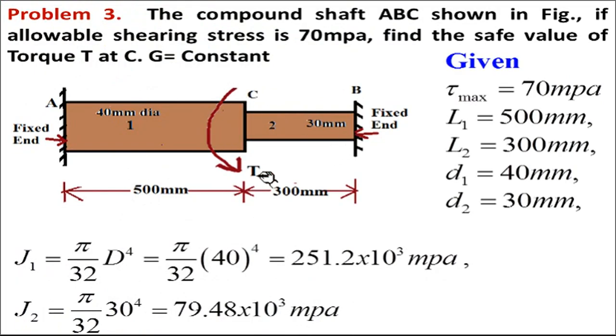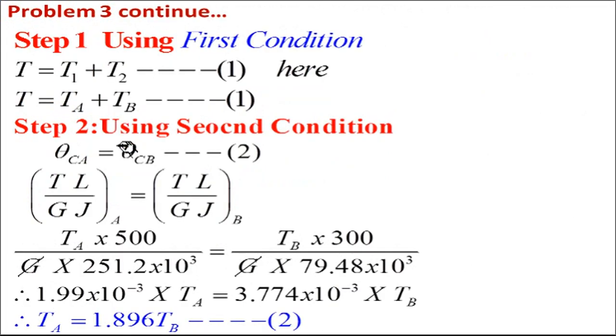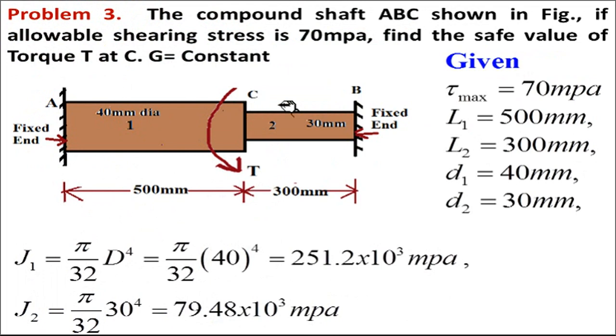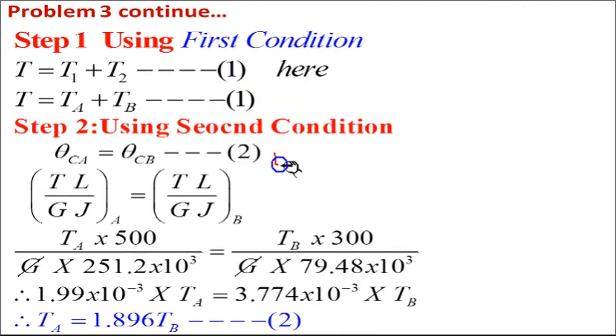If this torque is anti-clockwise, definitely there will be one torque here. It will be TA clockwise, and here it will be TB clockwise. Means T will be equal to TA plus TB, the addition of these two. Okay. And the slope must be the same. Theta CA must be equal to theta CB, from C to A and from C to B, because the slope at A and the slope at B is 0, but at the middle the slope is not 0. So write down that second equation, and this is the first equation for the addition of torque.